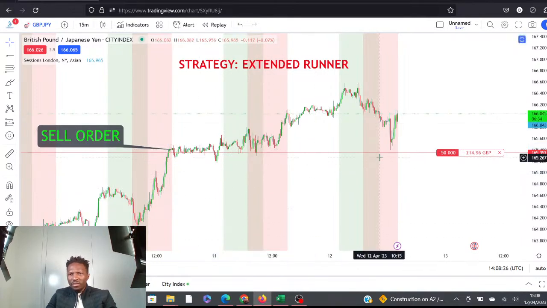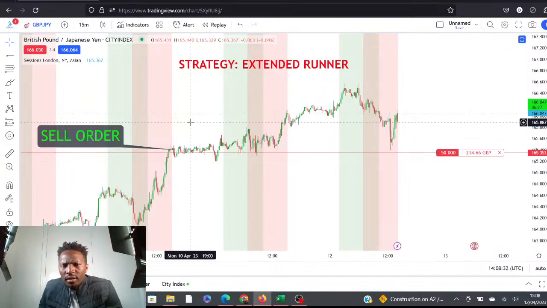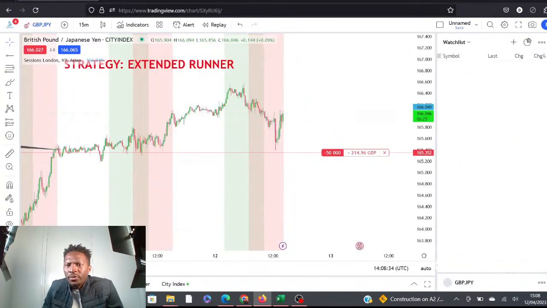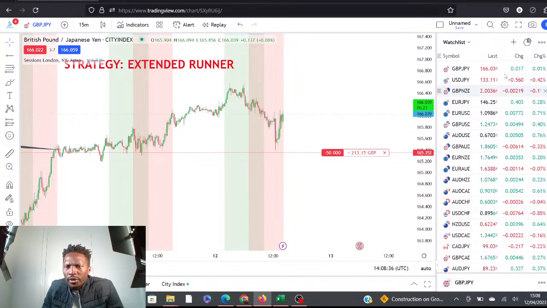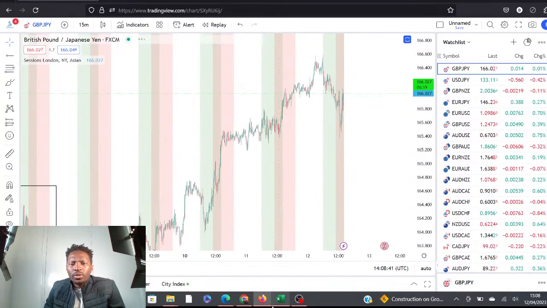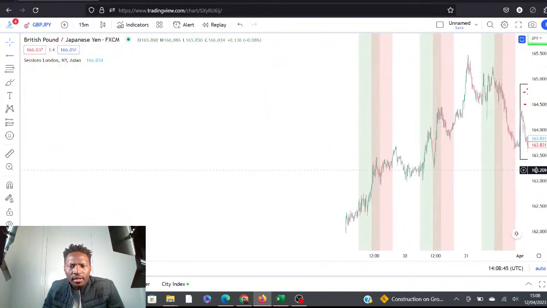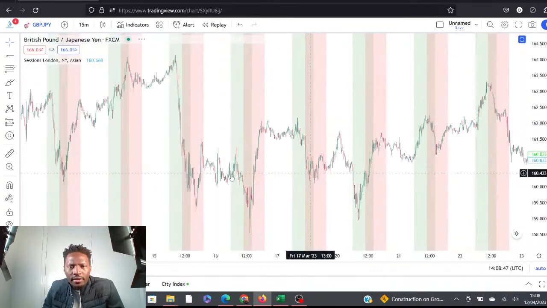I mean, I could probably check and show you guys a few of these extended runner patterns. I'm gonna go back to... I'm sure I'll find an extended runner pattern. I've only traded 6 of them from the start of this year, so I'll find an extended runner pattern and show you guys.